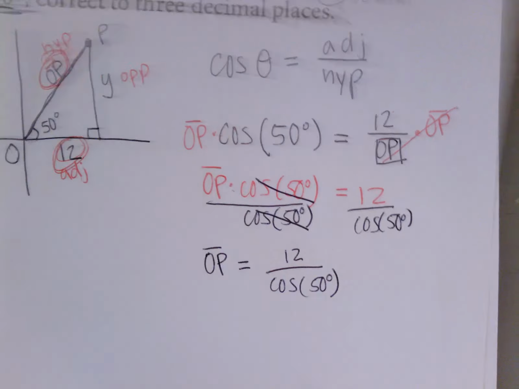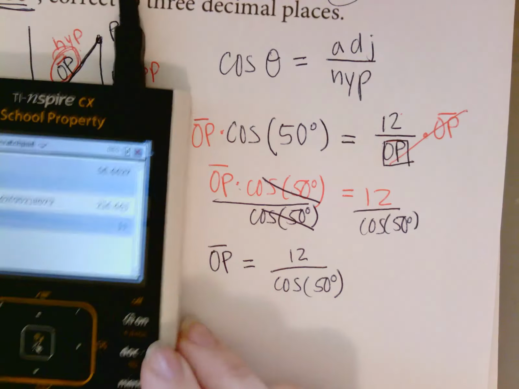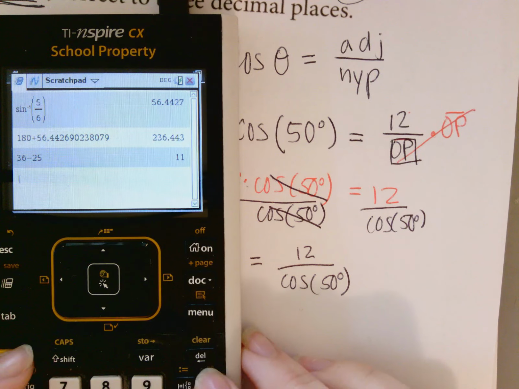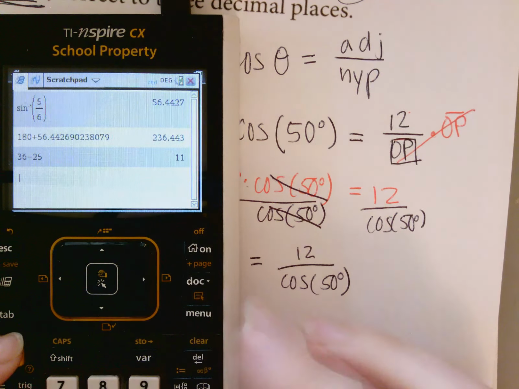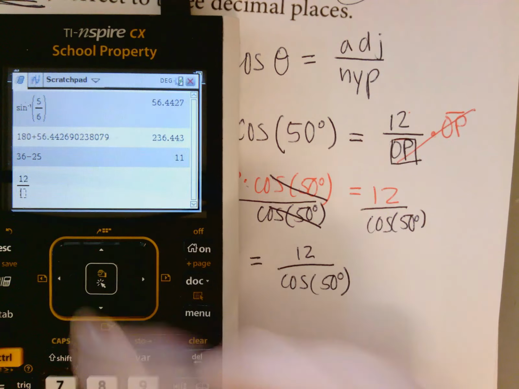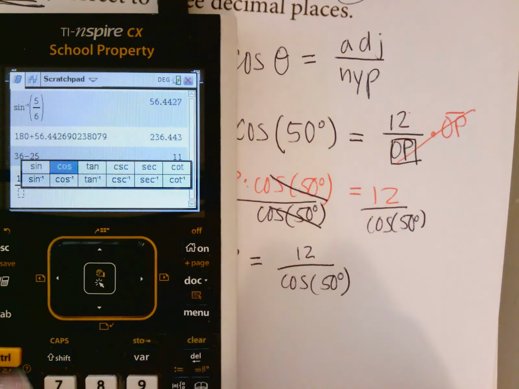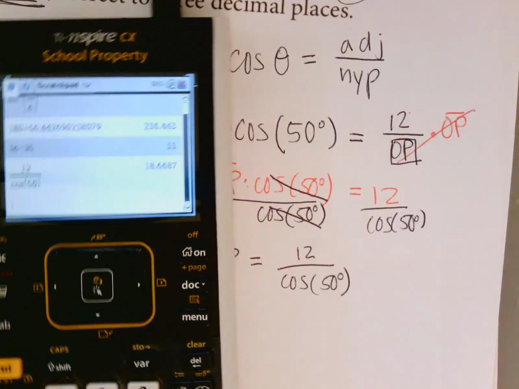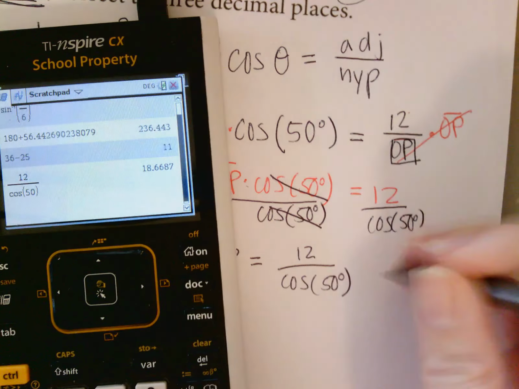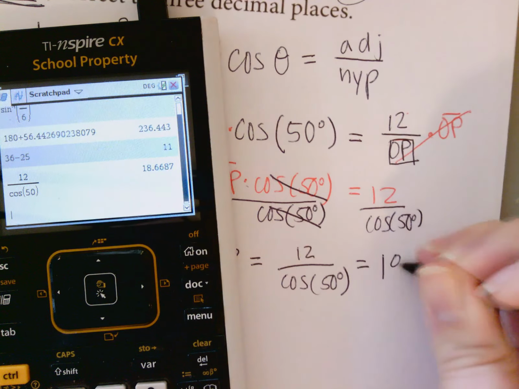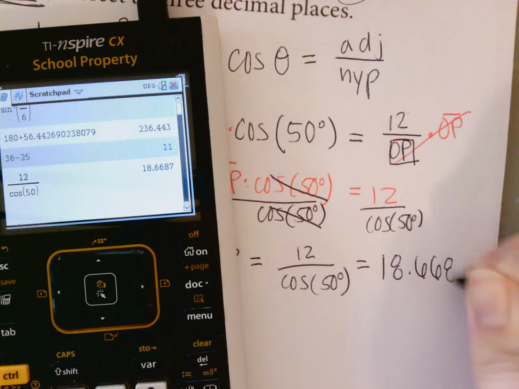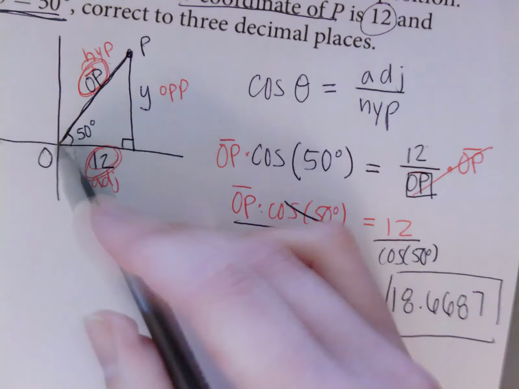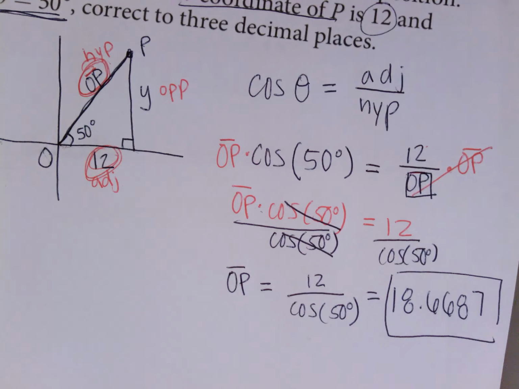We can type that in our calculator, which again you should have on your computer by this point. I'm going to use a fraction button here. So I've got 12 over the cosine of 50, and I am in degree mode, so that is fine. And we get 18.6687. That is the length of OP. That's this length here. And it is longer than 12, so that is a reasonable solution.